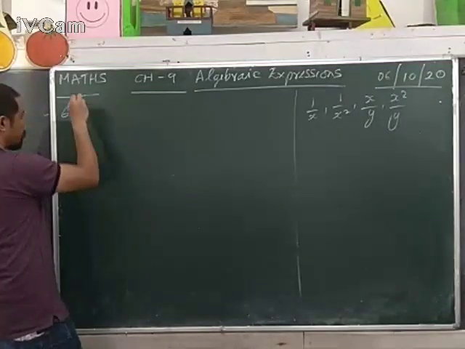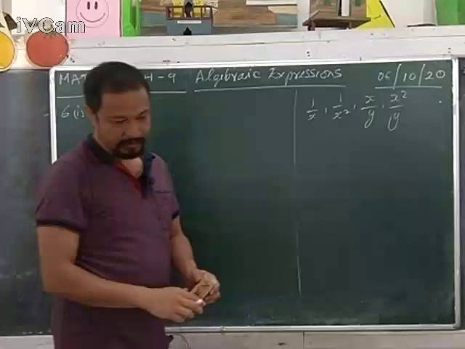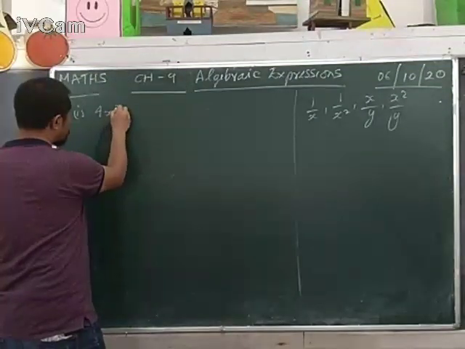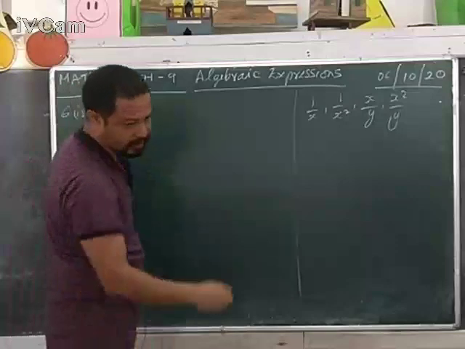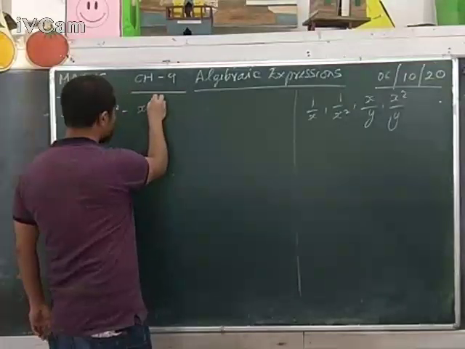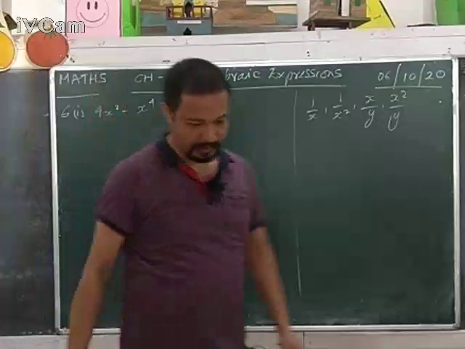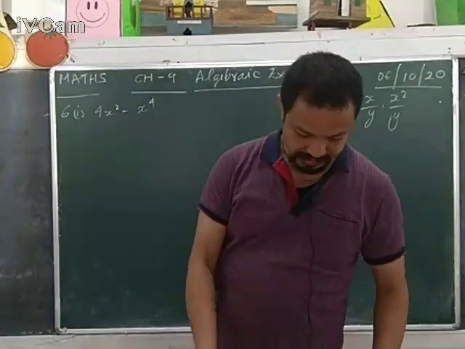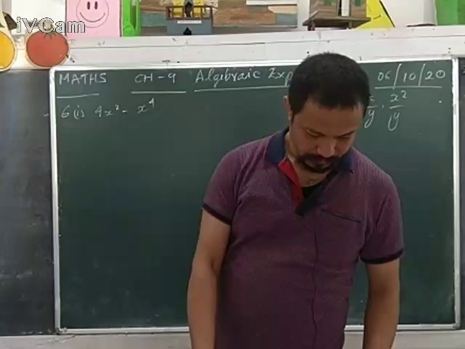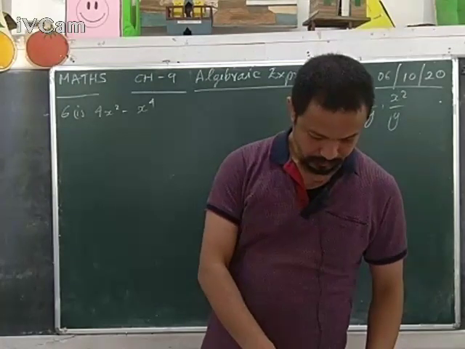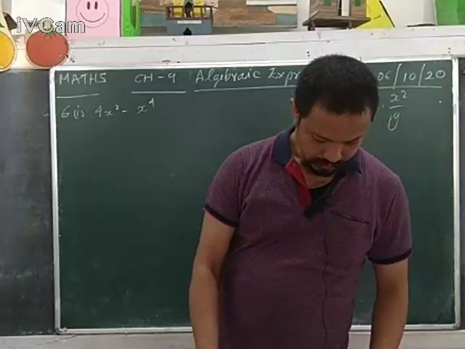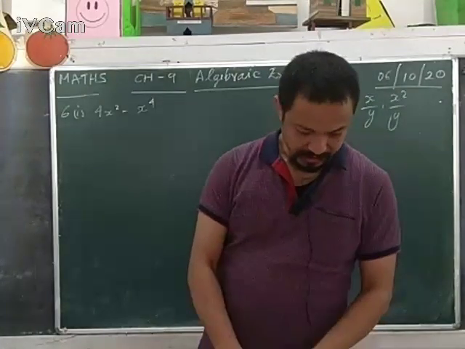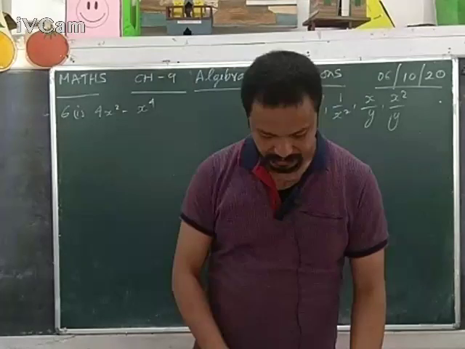I'll do number 6, 1. Number 6, 1, the question is 4x squared minus x to the power 4. Okay. So I think in my previous video I talked about degree. No, I haven't talked about degree. I'll have to. So first let me talk about degree, then I'll come to this question.